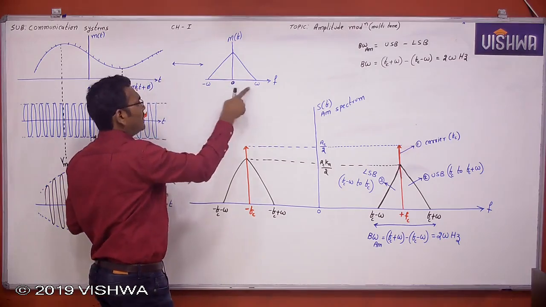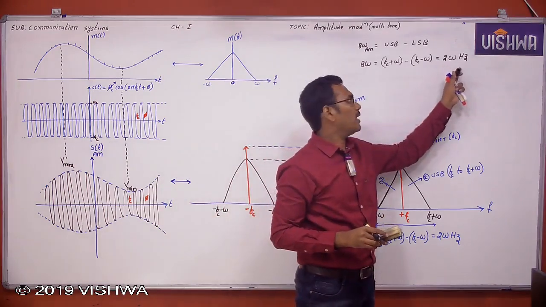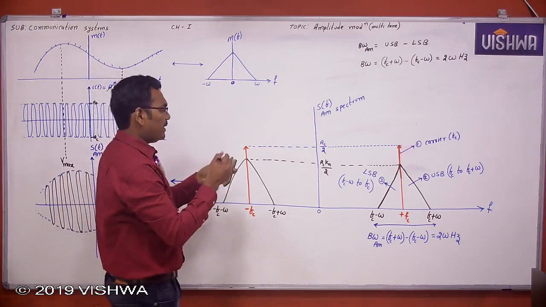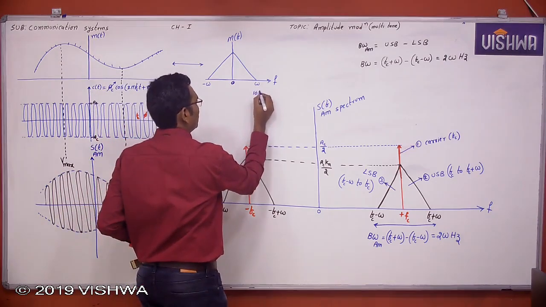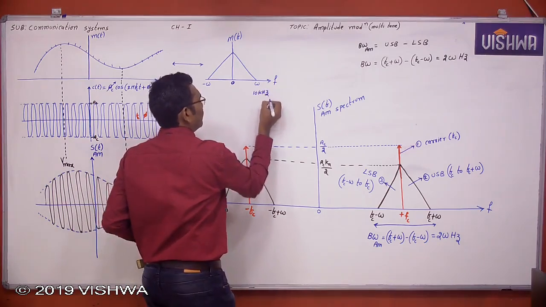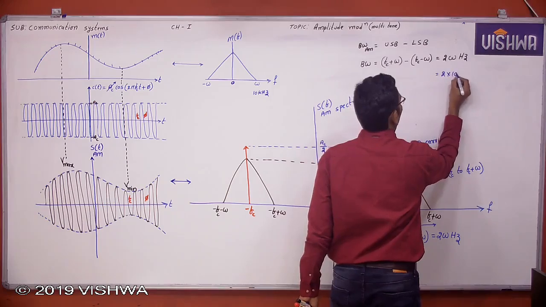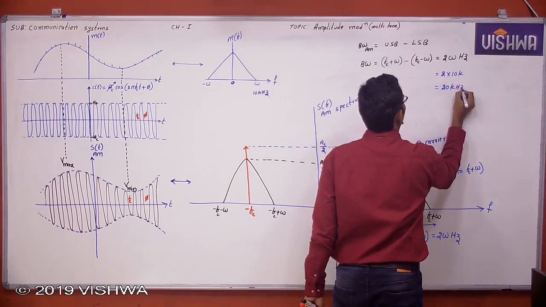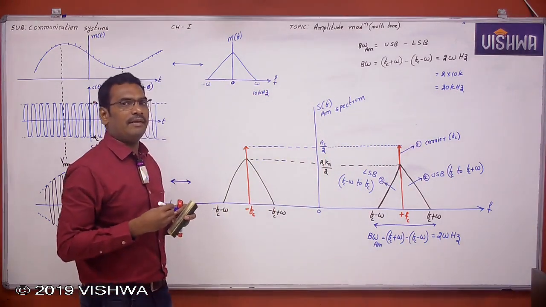The bandwidth of AM is 2 omega, where omega is the highest frequency present in the message signal. For example, if the highest frequency present in the message signal is 10 kHz, then the bandwidth of AM is 2 into 10 kHz, which is equal to 20 kHz. Clear or not? So this is the way you can calculate the bandwidth of AM.